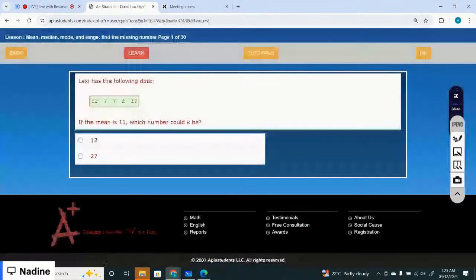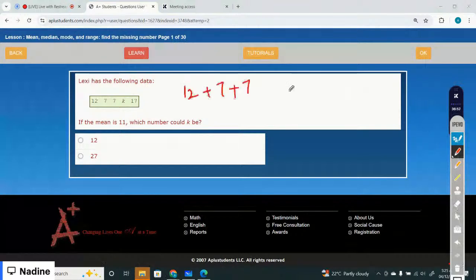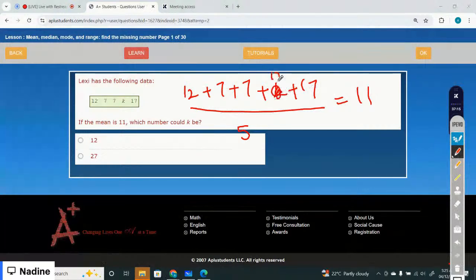Following data. What if the mean is 11? What number could K be? You are given the mean, that is 11, right? So the mean is the sum of all the numbers, 12 plus 7 plus 7, 17 divided by 1, 2, 3, 4, 5. So the answer would be 11, right? You are given two of the options, 12 and 27. Replace the K with 12 and see if you add them and divide by 5, the answer is 11, right?